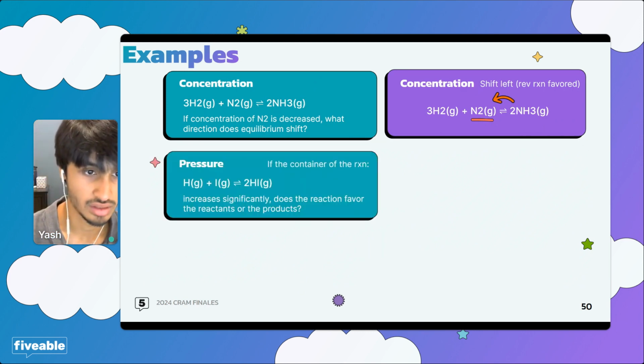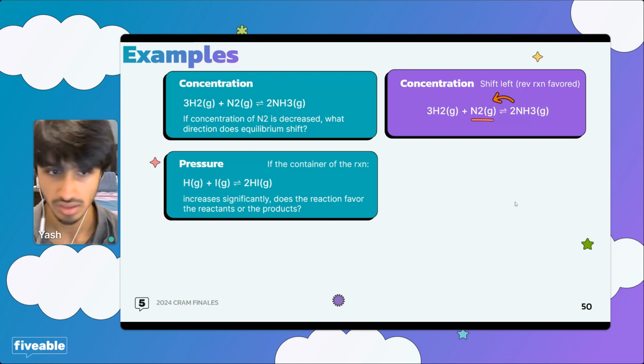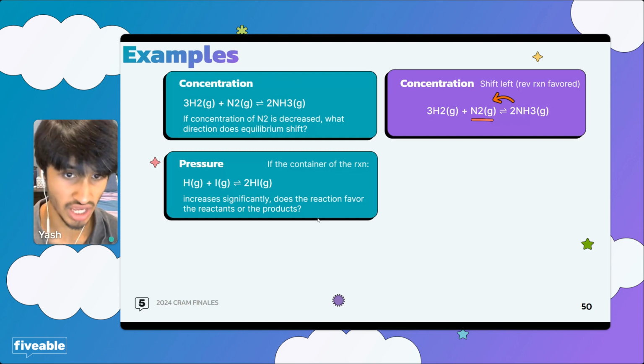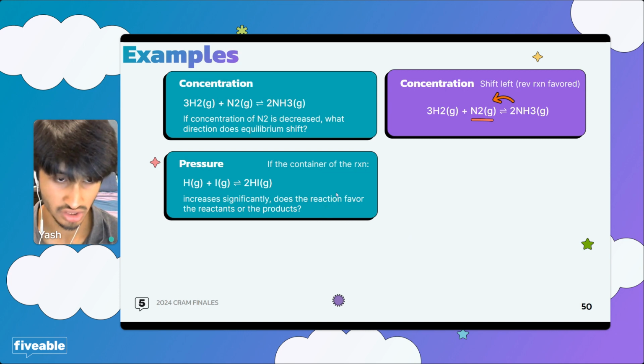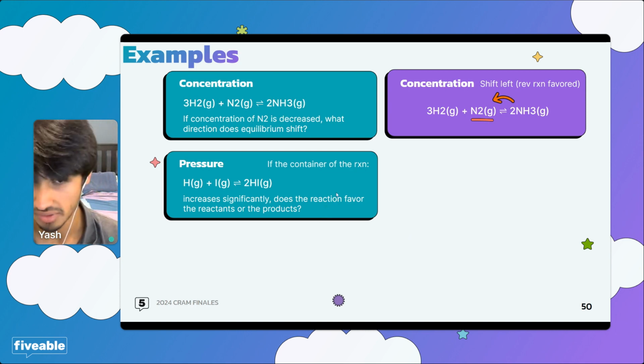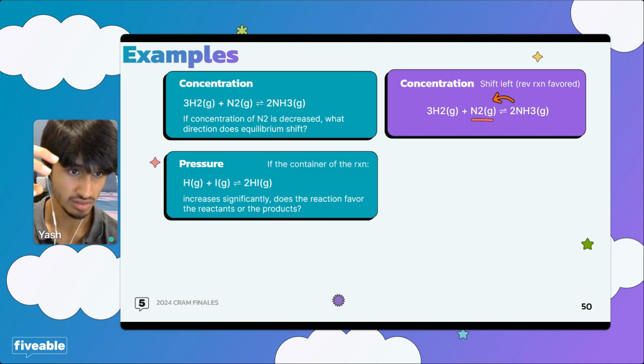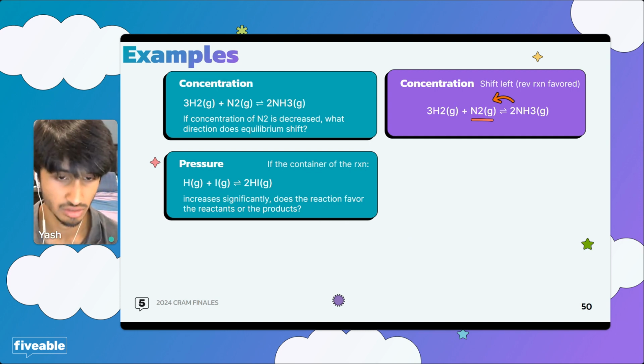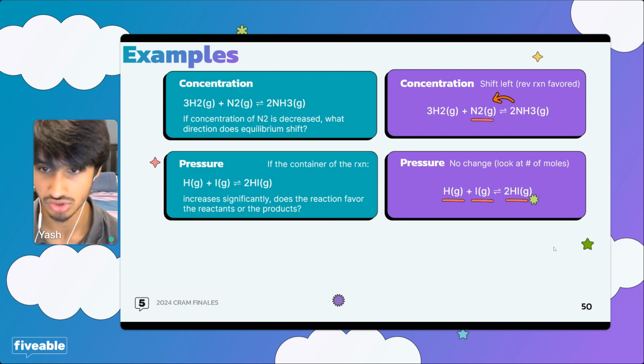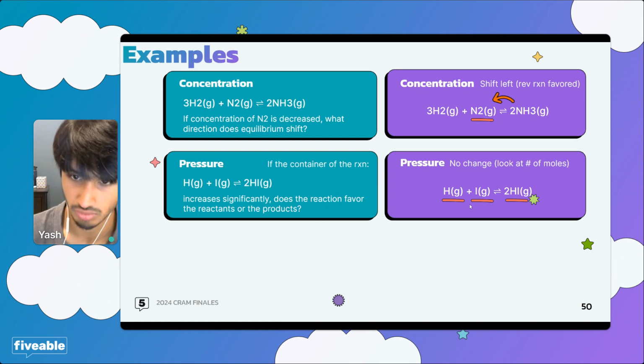Let's do another one. If we have H2 plus I2 in equilibrium with 2HI, and we change the container, what will happen? In this situation, we have an equal number of moles of gas on both sides. We will not be crumpling or expanding the container, so there's no pressure for the system to respond to. There's no change in this reaction because we have the same number of moles of gas on both sides. We looked at this extensively in the previous lessons.